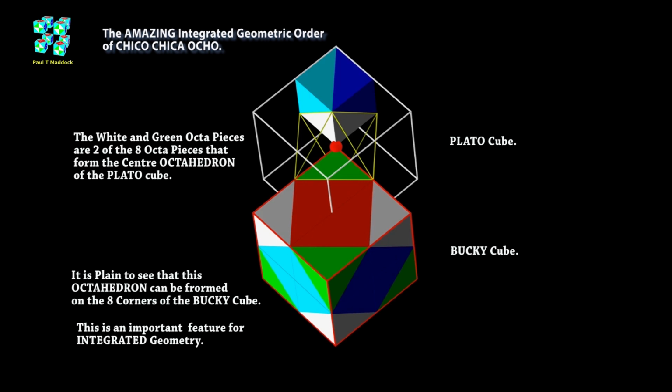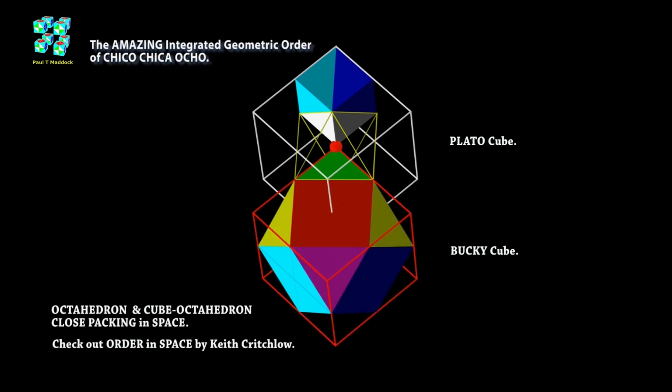Now what it's really showing is an octahedron, and a cube octahedron can be used for close packing in space. Now the cube octahedron and the octahedron was shown as close packing by Keith Critchlow in his book Order in Space. But I guess a lot of his wonderful work was given the cold shoulder by the two-dimensional mathematical know-it-alls.